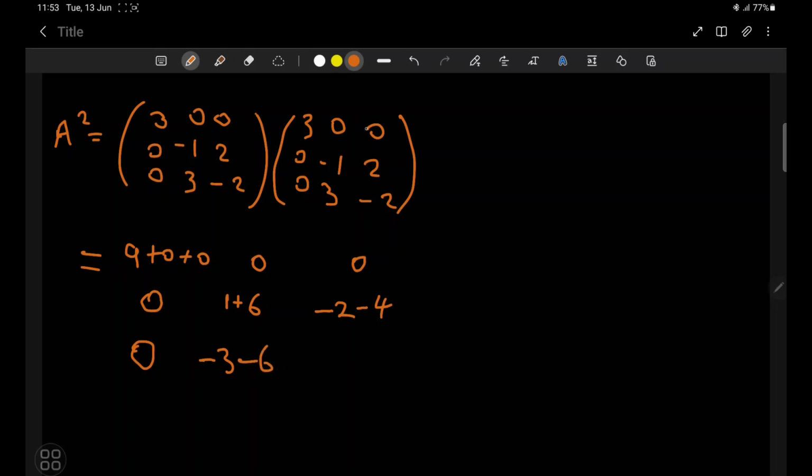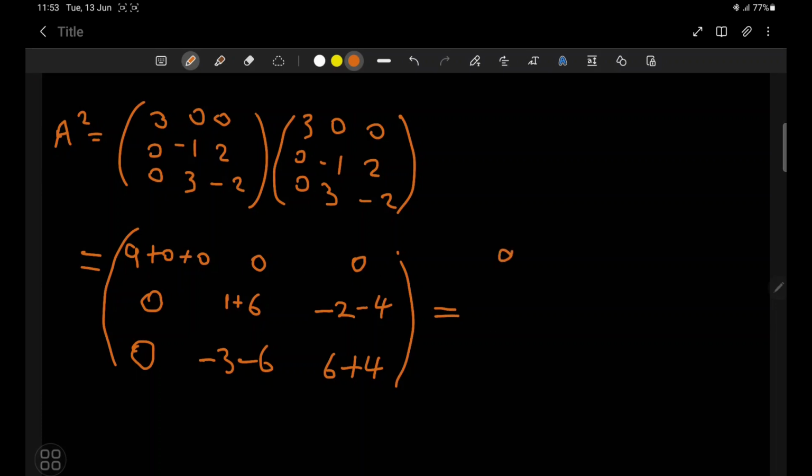Then this row now with the final column here. So 0 by 0, 0. 3 by 2, we'll have 6. And then negative 2 by negative 2, we'll have a positive 4. Then we can simplify this matrix.